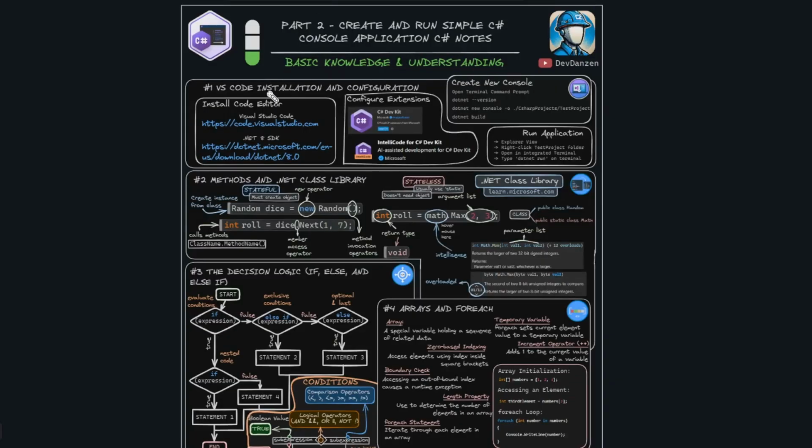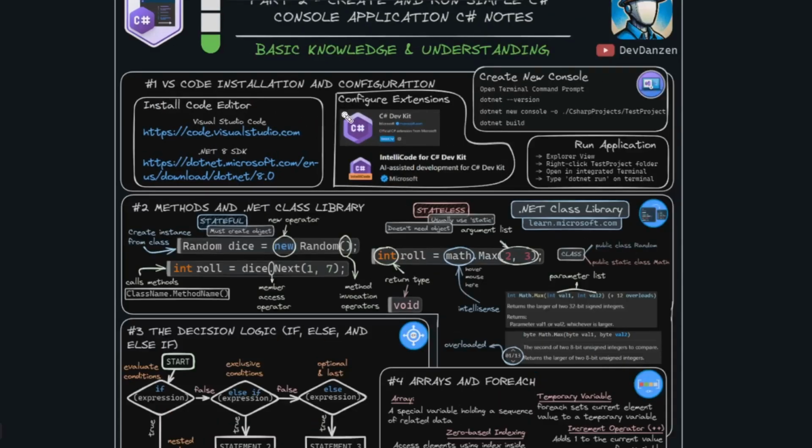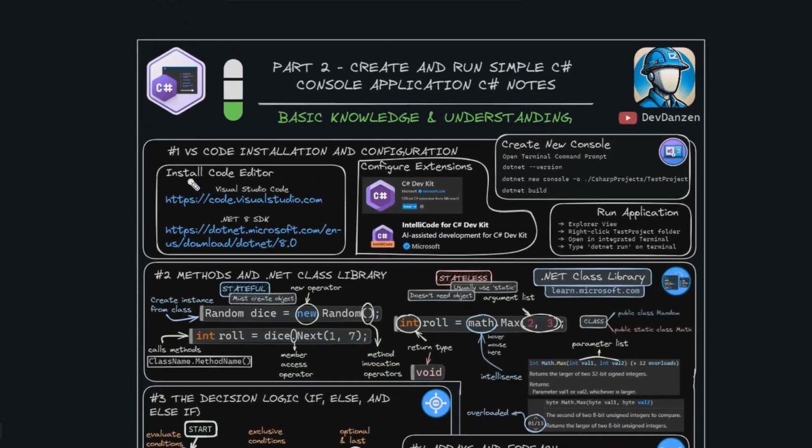So here is the simple way to start coding in C# inside Visual Studio Code. You need a proper setup. Here's how you can get Visual Studio Code up and running. First, install Visual Studio Code, download it from code.visualstudio.com, then install the .NET 8 SDK. You can download it from dotnet.microsoft.com.